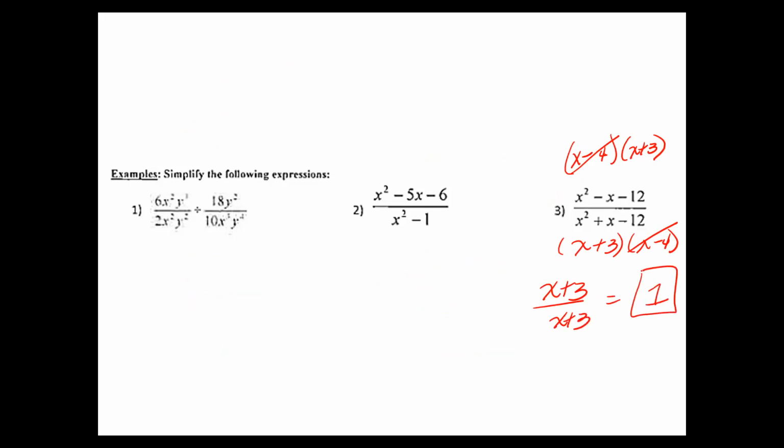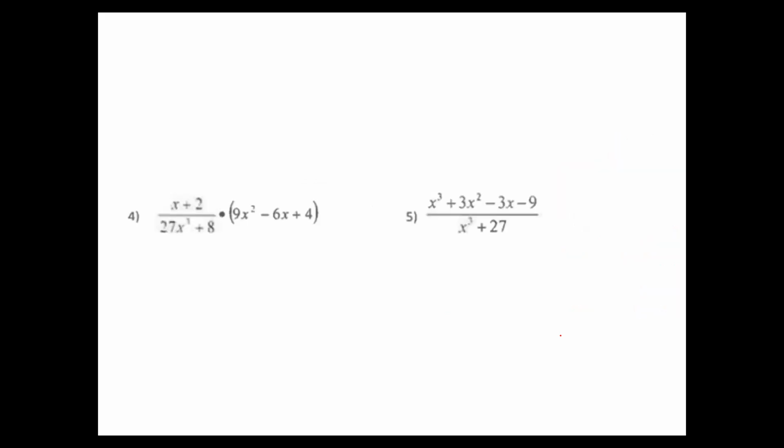Your answer for this one should just be 1, because once you factor it, you're going to cancel out the x minus 4 top and bottom, and then you're just left with the x plus 3 over x plus 3. Well, if you divide those two together, it's just going to give you 1. So that's the answer you should have. Okay, let's go on to number 4, you guys.